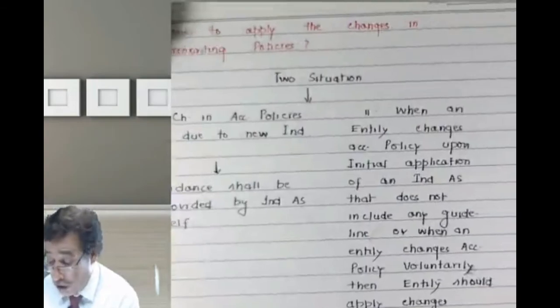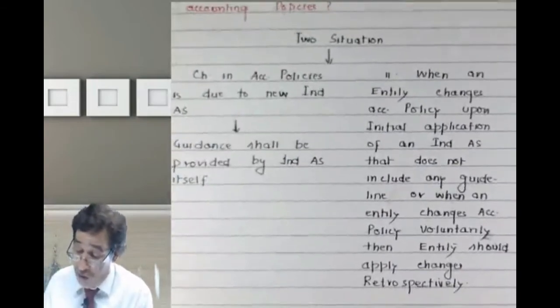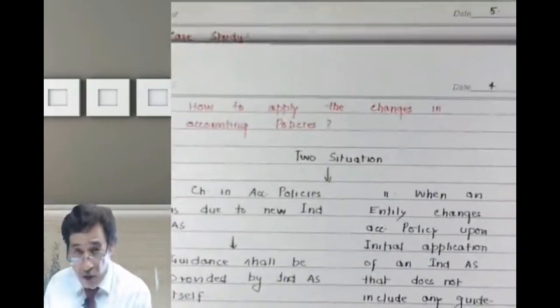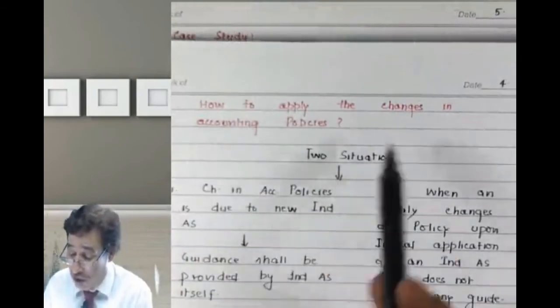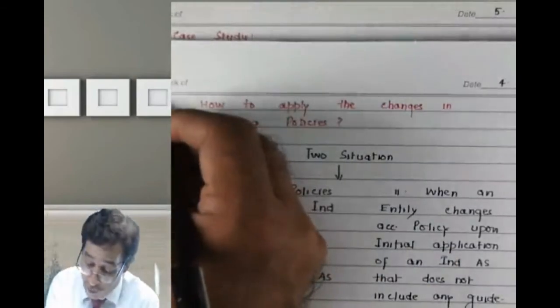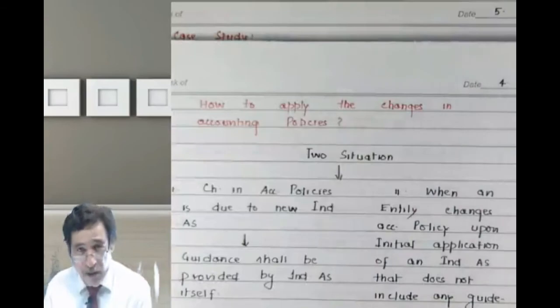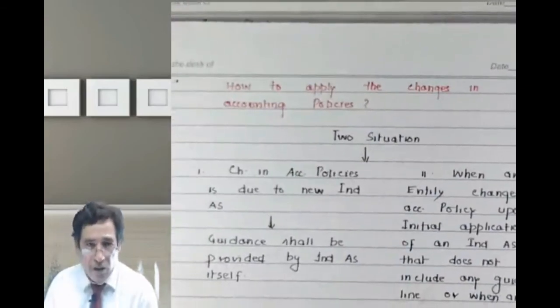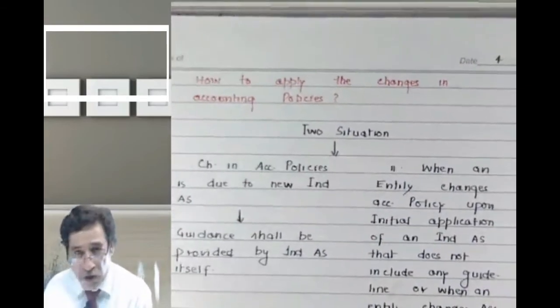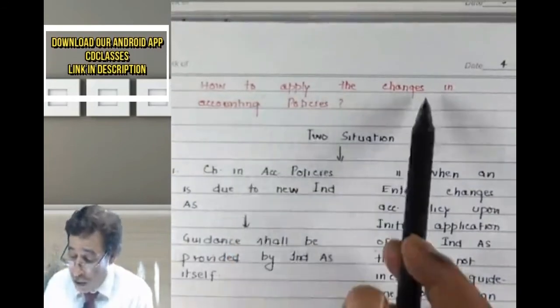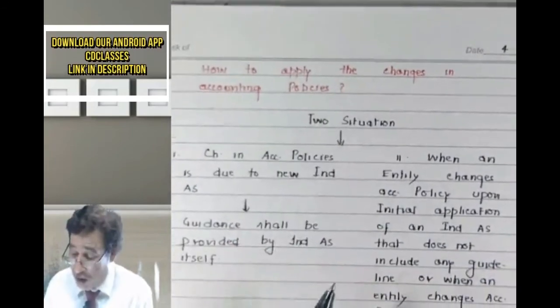In the sheet, what is given to us? How to apply the changes in accounting policy. Still we are moving with the topic accounting policy. In fact, this is the first section, you can say, of this particular standard. This is sheet number 4 now. How to apply the changes in accounting policy.